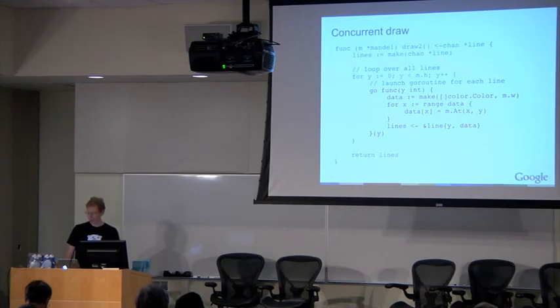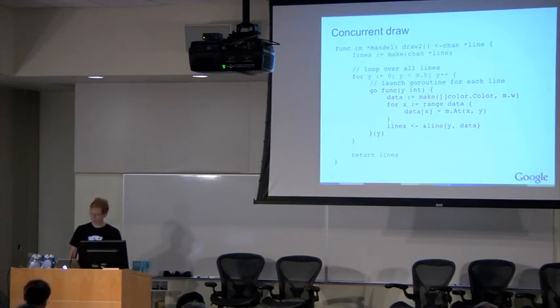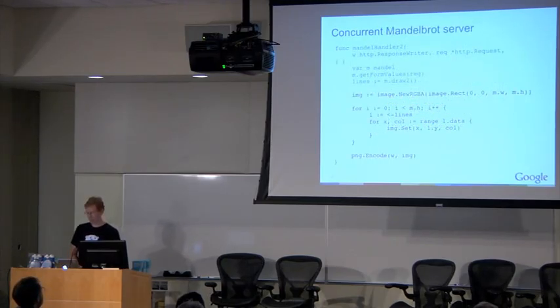So we allocate the data. We range over the data. This is a sort of simplified for loop here for iteration over arrays. We compute the data, and then we send the line back. We send a pointer to the line back through the lines channel. And then on the Mandelbrot server side, what we do is we have a little loop where we read m.h, so the number of lines we have, lines back from this channel, and then draw these lines explicitly in our image, and then encode the image.